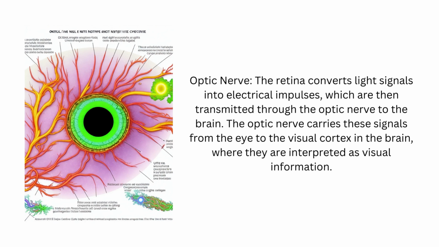5. Optic nerve. The retina converts light signals into electrical impulses, which are then transmitted through the optic nerve to the brain. The optic nerve carries these signals from the eye to the visual cortex in the brain, where they are interpreted as visual information.